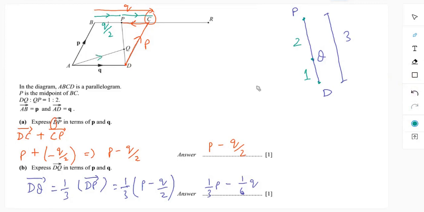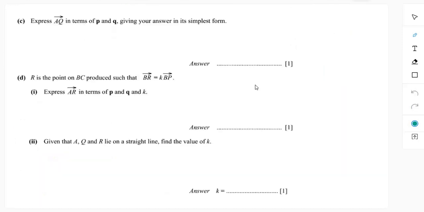अब A से Q पे you already have AD and you already have DQ. दोनों हैं आपके पास, इन दोनों को ऐड कर दें. Right? AD plus DQ. You go this way and then you go this way. Okay, so that is AD plus DQ. We already found AD earlier. So AD was, what was that? That was P over 3 minus Q over 6 plus DQ.